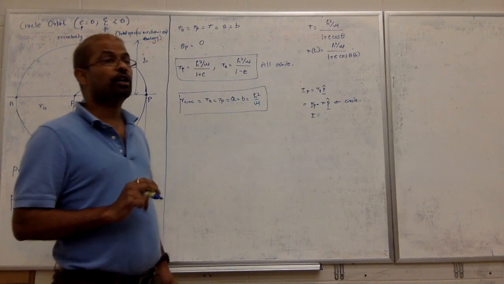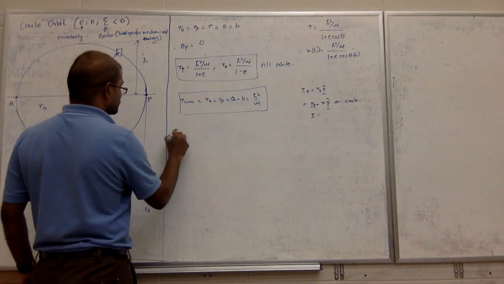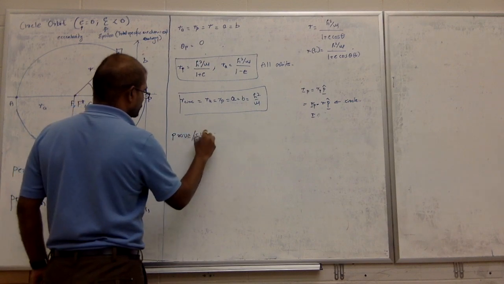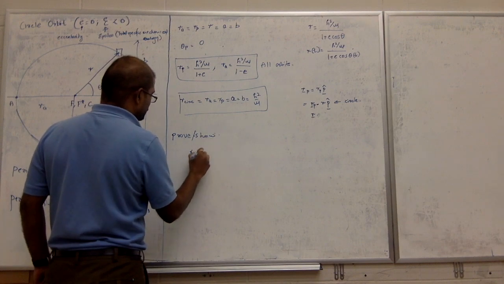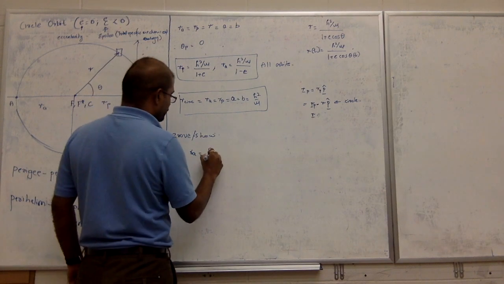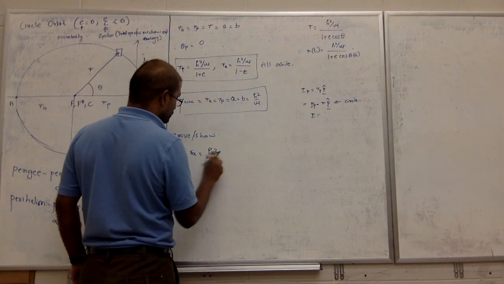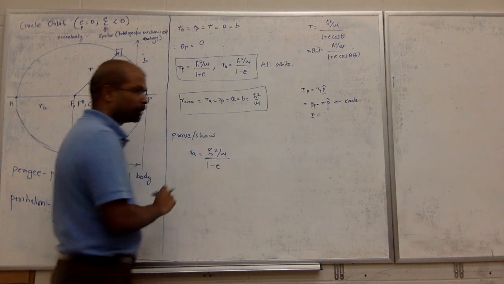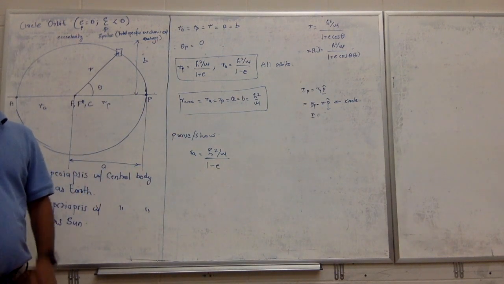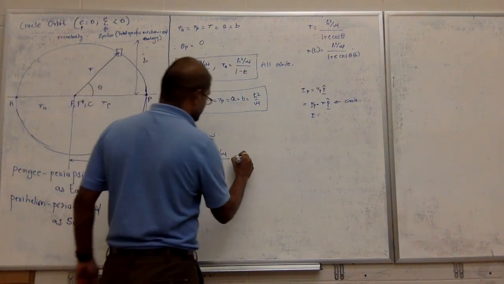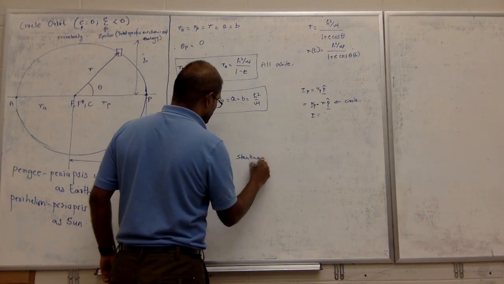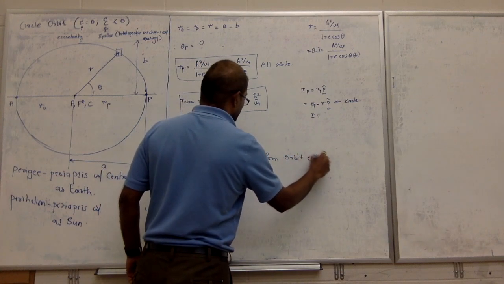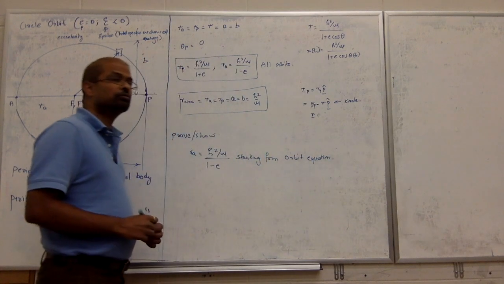So, for example, if I ask you, prove or show RA is equal to h squared over mu, divided by 1 minus e. Can you prove this, starting from the orbit equation? Can you do this?